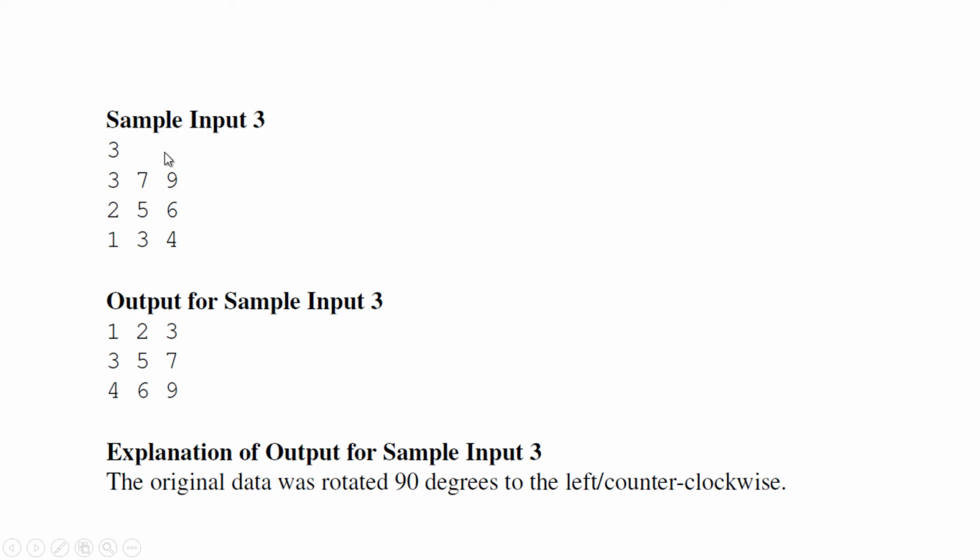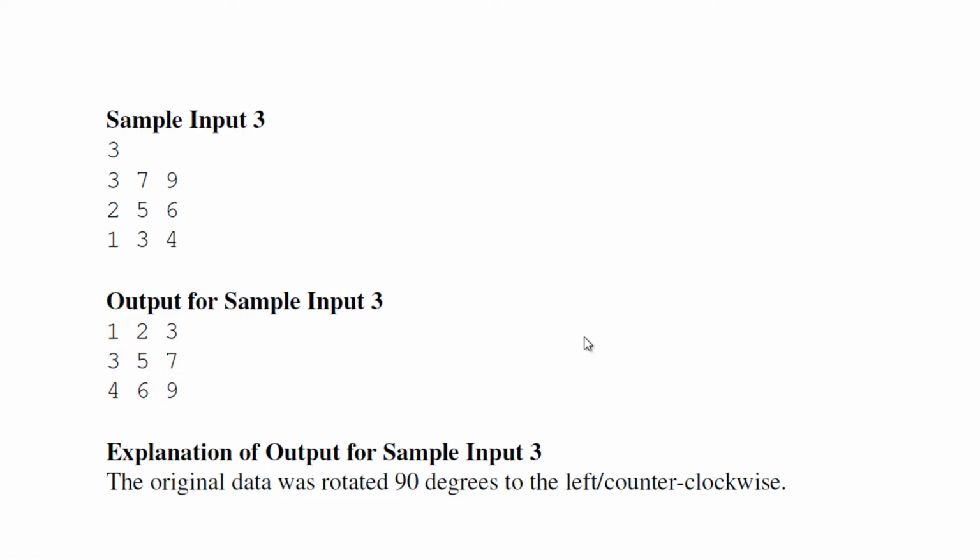And now let's say sample input 3, same n as 3. It looks like this is the same numbers as in input 2, but rotated more. So it says 90 degrees to the left, counterclockwise. But if you think of it as clockwise, it's like 270 degrees. And this is the output, same as in sample 2.